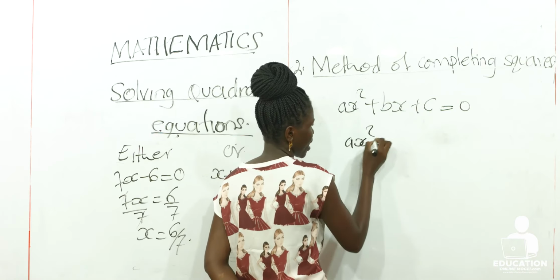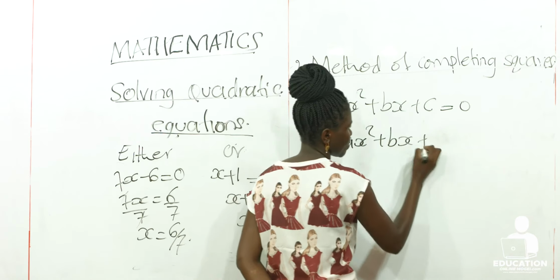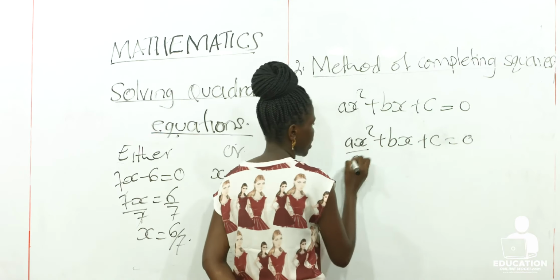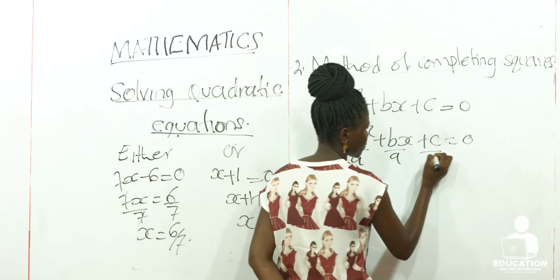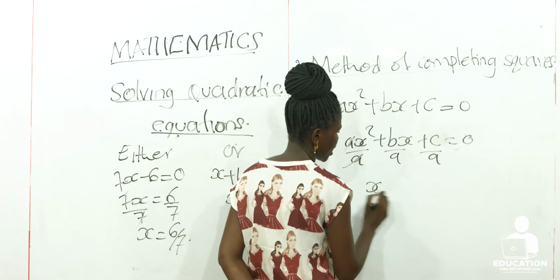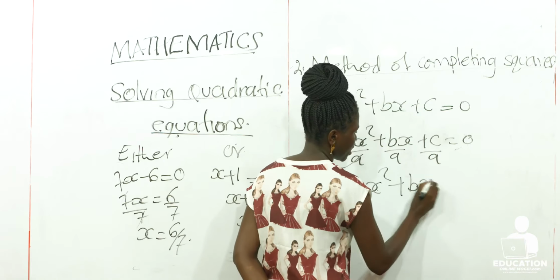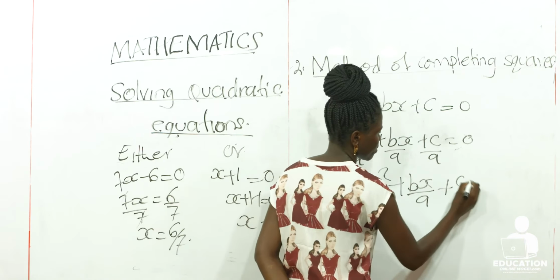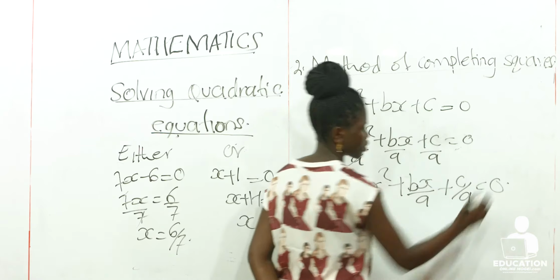so we're going to have ax squared plus bx plus c is equal to 0, divide by a, divide by a. So this here will go and we shall be left with x squared plus bx over a plus c over a is equal to 0.